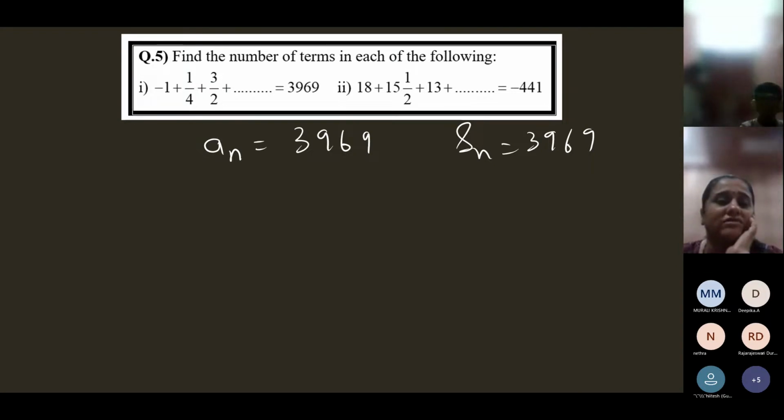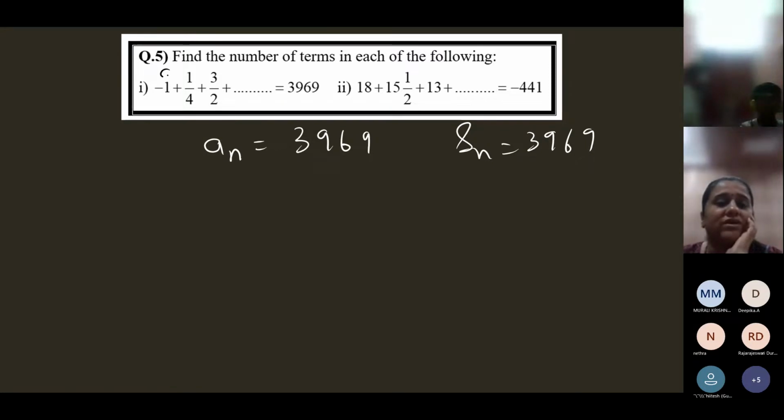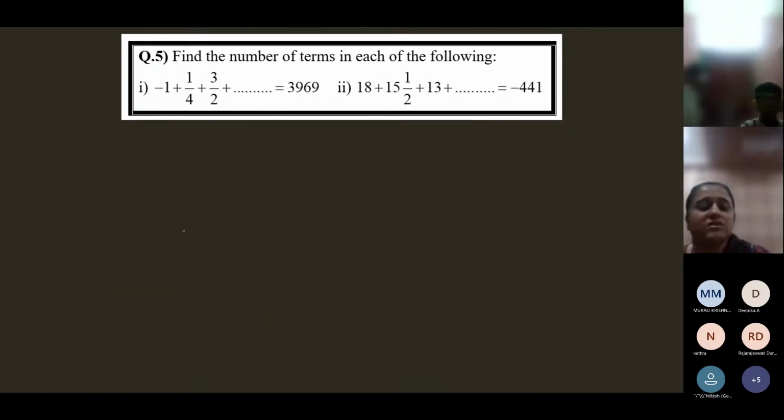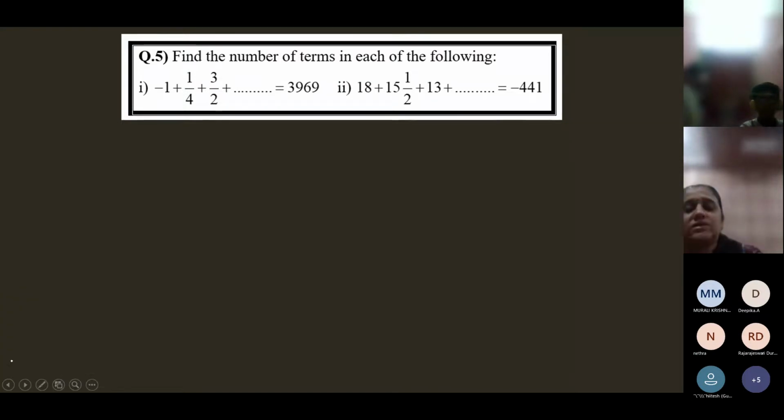See here, this is A1, this is A2, this is A3. So if you say AN is 3969, that means it is a term of the AP. No, this is not a term of the AP. The total is 3969. SN is equal to 3969. Work that and find the value of n, children. It's easy. You know A and D.